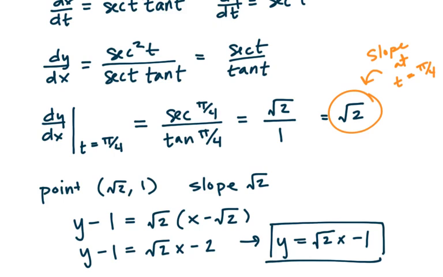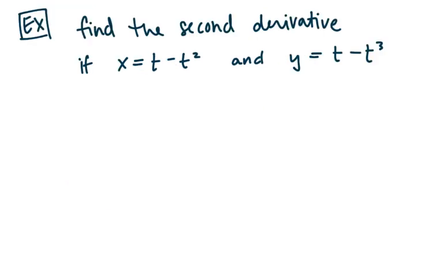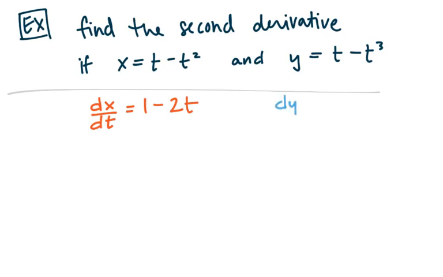So let's do another example. Here we're going to find the second derivative of these two parametric equations. x equals t minus t squared, and y is equal to t minus t cubed. The first thing I'm going to do is take the derivative of x with respect to t, and dx dt is 1 minus 2t. I'll also find the derivative of y, so dy dt equals 1 minus 3t squared.